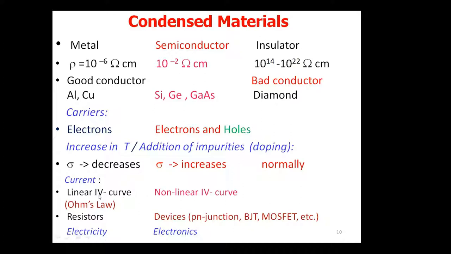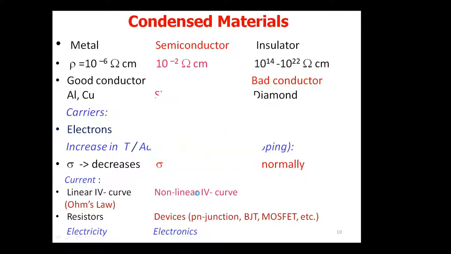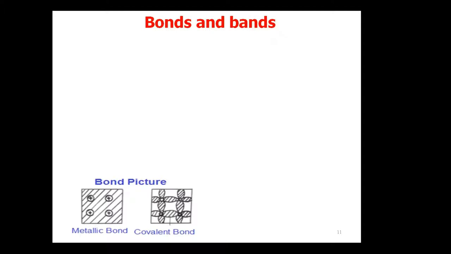In a conductor, the characteristics are linear, which follows Ohm's law. However, here it will be non-linear characteristics. So it starts from bonds and bands. Let's see. This is the bond picture. This is the metallic bond in the case of metal, and this is for a semiconductor.